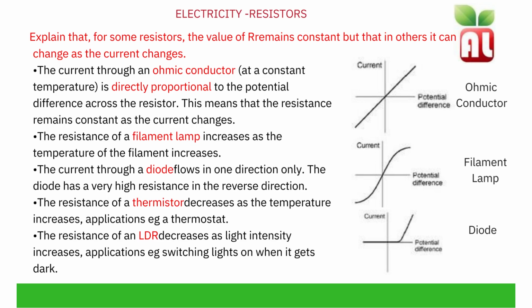The resistance of a thermistor decreases as the temperature increases. Things that a thermistor could be used for could be a thermostat, for example, in the home or in an oven. The resistance of an LDR decreases as light intensity increases. Applications include switching lights on when it gets dark.